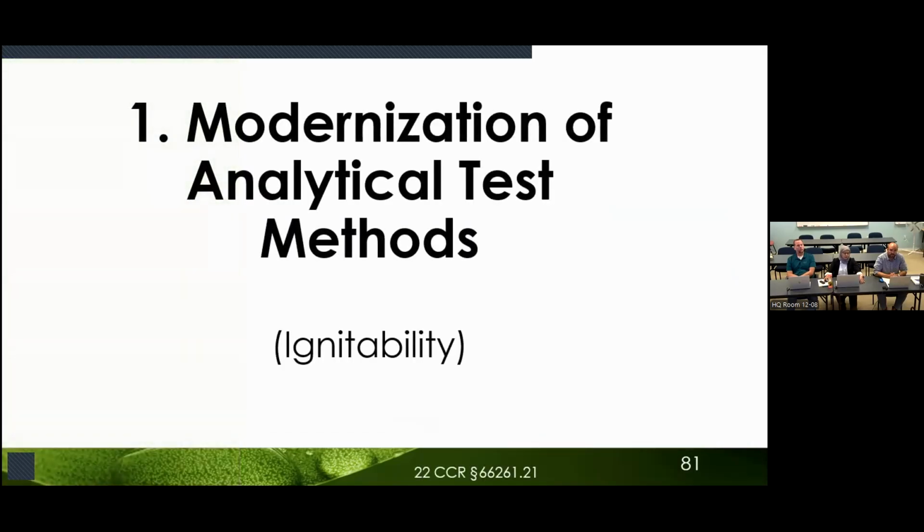So let's look into the first part of the update, which includes the modernization of some analytical test methods in the ignitability criteria. Now, as you heard, this process will involve a full rulemaking procedure to ensure that the regulations are accurate, relevant, and reflective of the latest advancements in the hazardous waste management program. Next one, please.